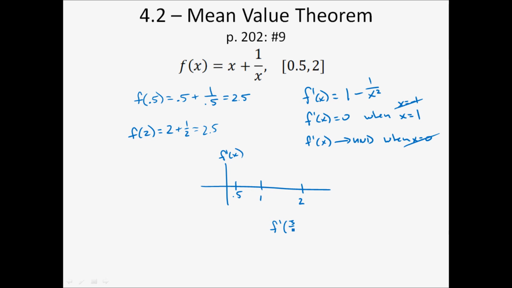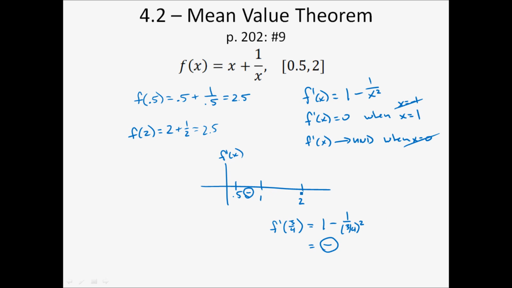Okay, so what we'll want to do is look at f prime of some point in between here. I'm going to do 3/4. So here's f prime, 1 minus 1 over 3/4 squared. 3/4 squared is 9/16, but we want the reciprocal of that, which is 16/9. So 1 minus 16/9, I can figure out what that actually is very easily, but all I really care about is the fact that that's negative. For a sign chart, all you care about is positive or negative.